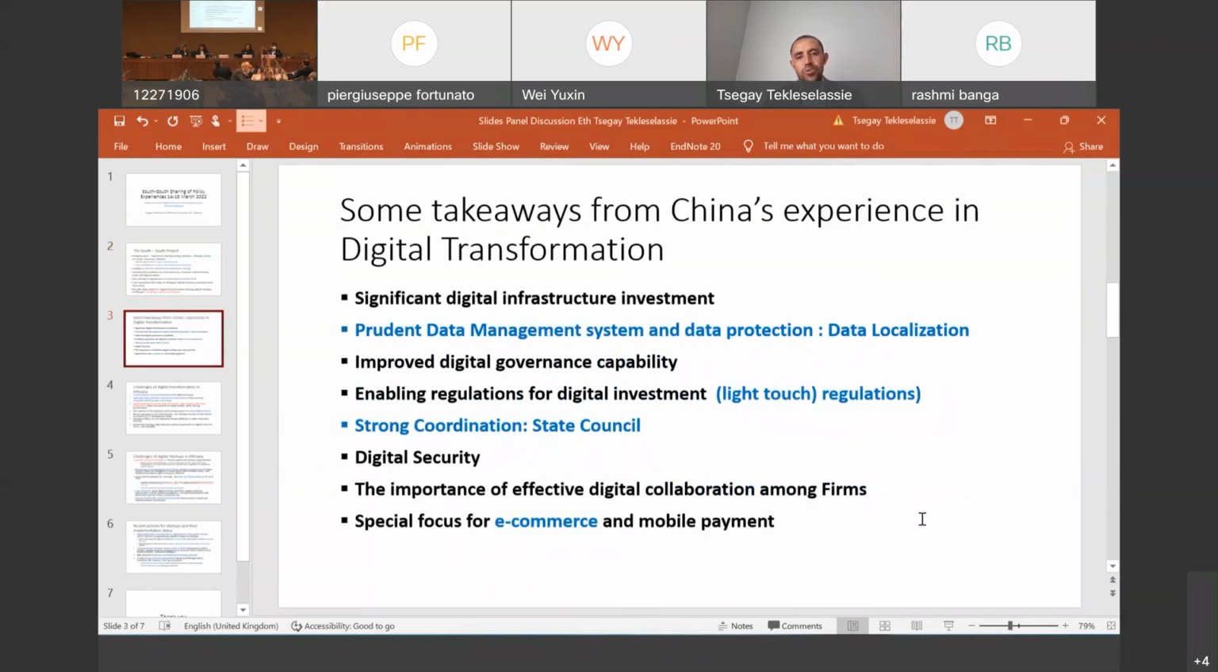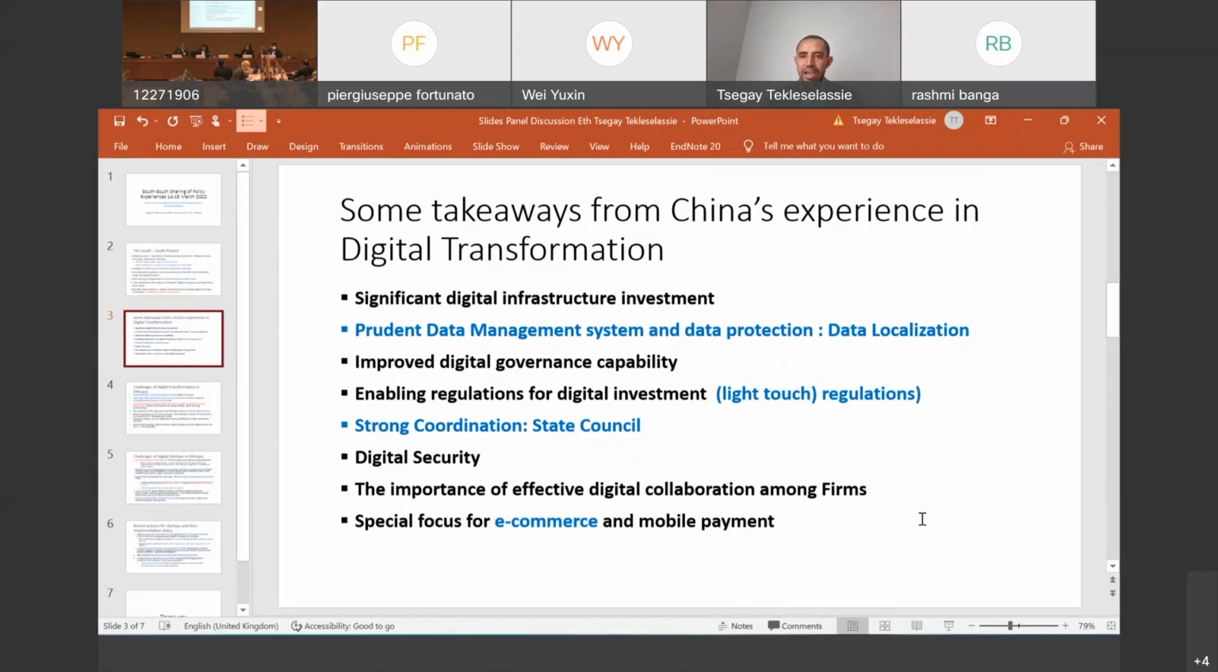Right before I go to my talk, I would like to highlight that there are a number of lessons that Ethiopia can learn from the Chinese experience. Especially, I would like to mention three of the eight listed lessons. One key lesson is the need for a prudent data management system and data protection, like data localization. This is really key. And also having an enabling regulation for digital investment.